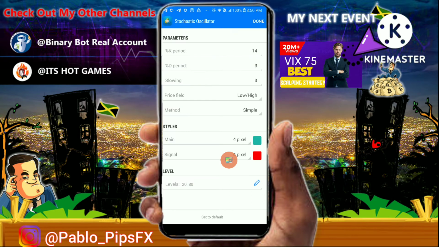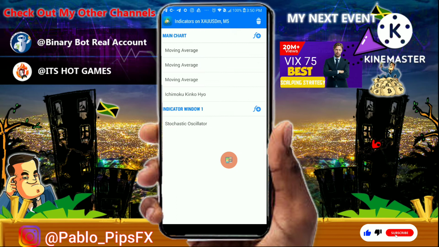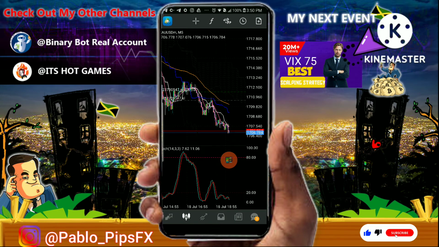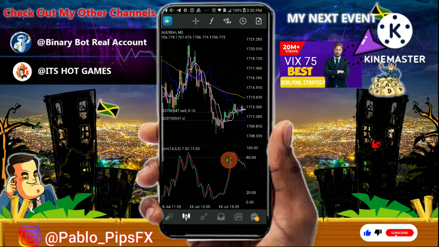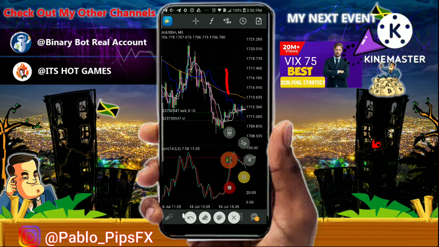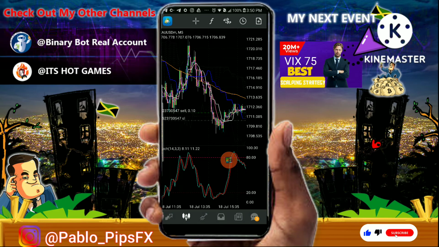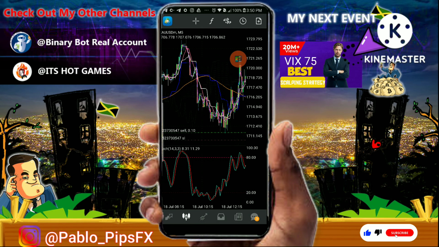Once you have all those set up, guys, your chart should look something like this. I want you to pay attention to the 200 moving average that we added, which is this gold, orange line right here. I also want you to pay attention to the stochastic oscillator, which is down here in your window 1 area. How this strategy works is pretty simple.